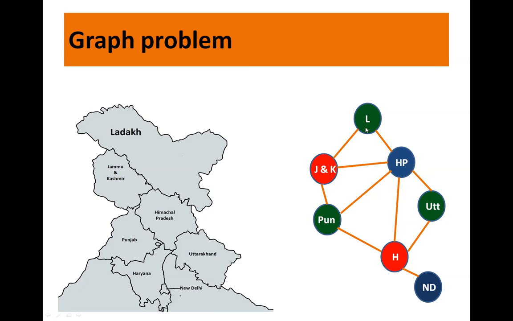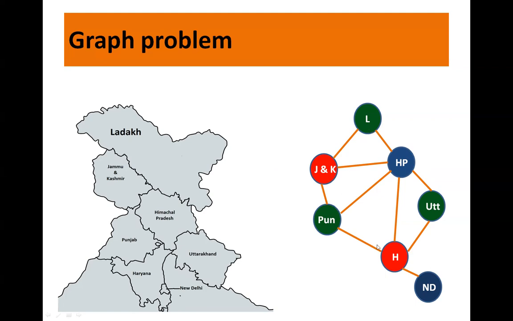Jammu Kashmir is adjacent to Ladakh, which is green in color. The colors are different, no issue. It is adjacent to Punjab also. Punjab is also green, no issue. Why? Because there is no connectivity between Punjab and Ladakh. Remember, the nodes colors are same, but there is no connectivity. There is no adjacency relationship there.